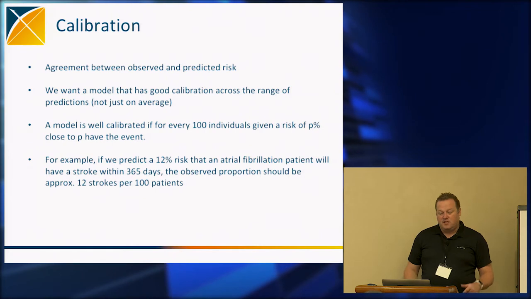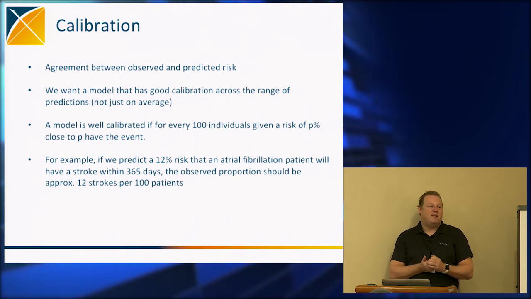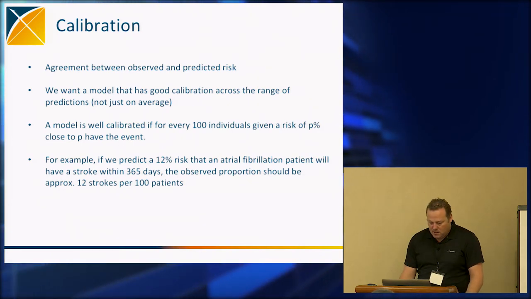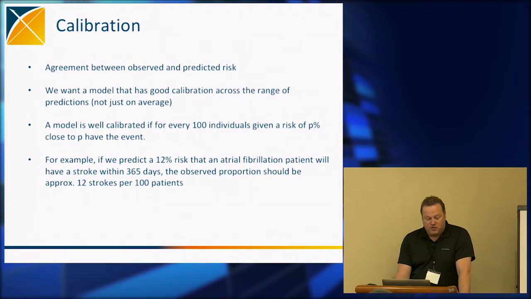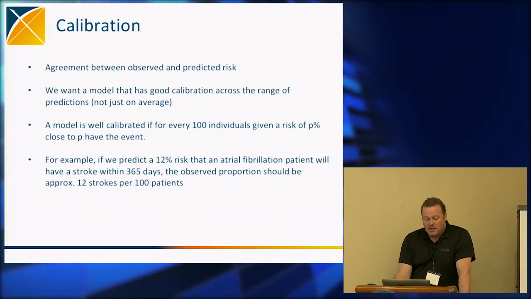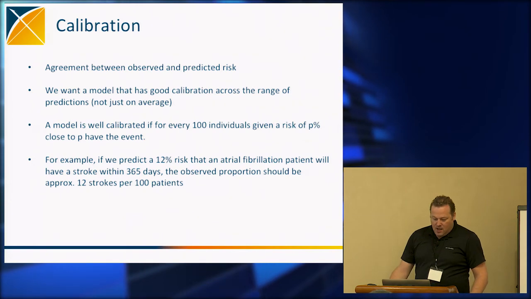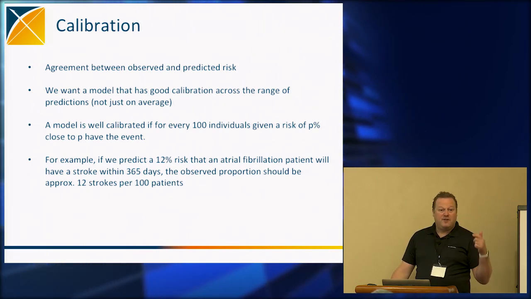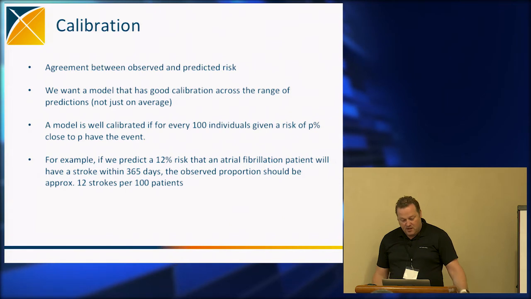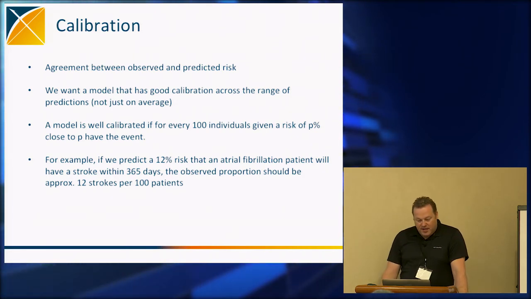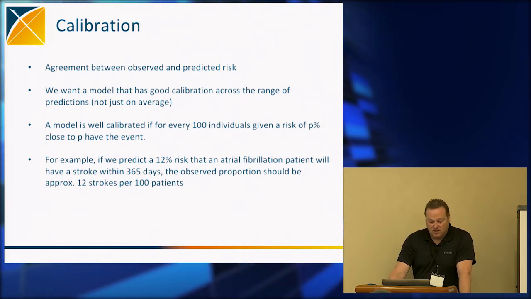The calibration is how well your model is calibrated, which means the agreement between the observed number of people that get the disease and the predicted number of people that get the disease. And we want to have a model that has good calibration across all the ranges of the prediction, not just on average. So as an example, a model is well calibrated if for every 100 individuals given a risk of P, close to P, that P number of events are observed in the data. So for example, taking that atrial fibrillation patient again, if we predict 12% risk that that patient will have a stroke within the next year, the observed proportion of people in the data set should be close to that 12 out of 100.